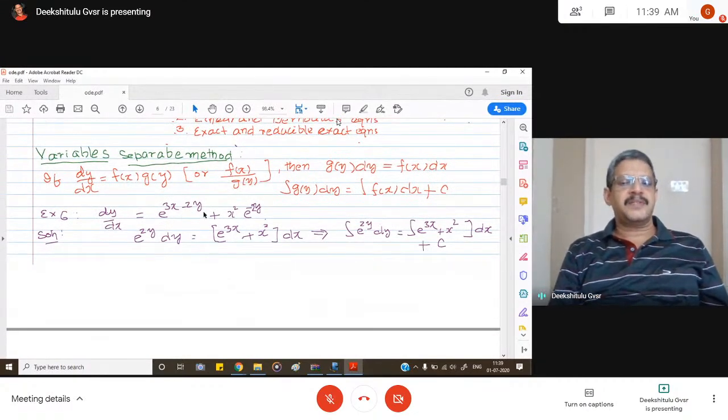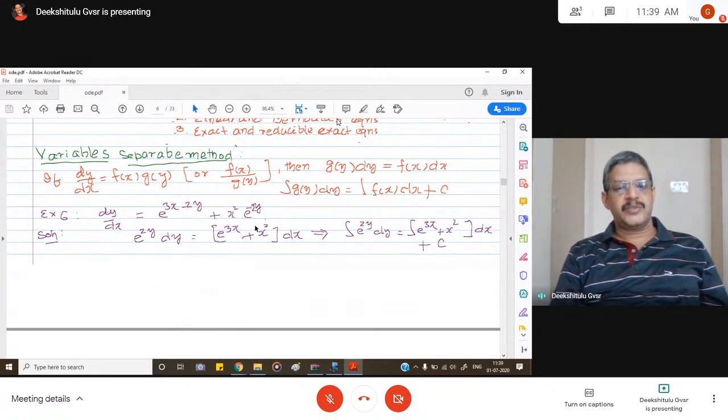So what are the terms that can be separated, that we have to observe? The first problem is dy by dx is equal to e power 3x minus 2y plus x square into e power minus 2y. In both terms, what is the common term? E power minus 2y is here, e power minus 2y is there. If you send this e power minus 2y to the other side, e power 2y dy is equal to e power 3x plus x square into dx. So functions of y are separated from functions of x.